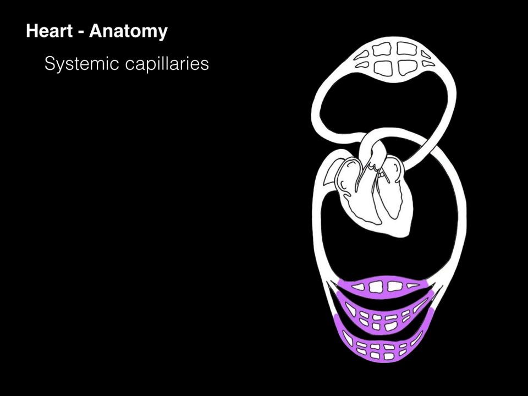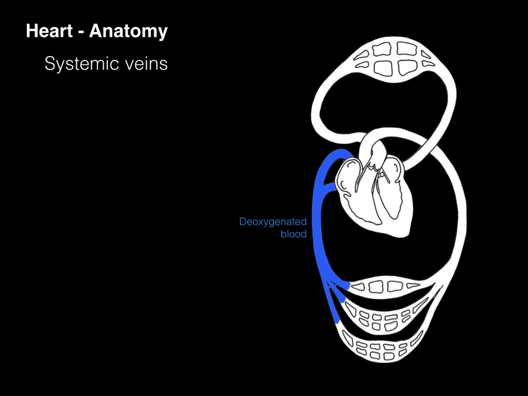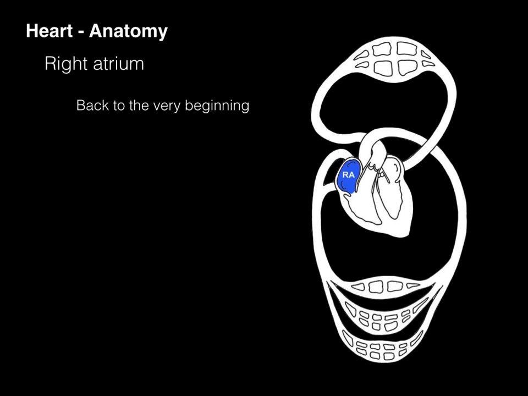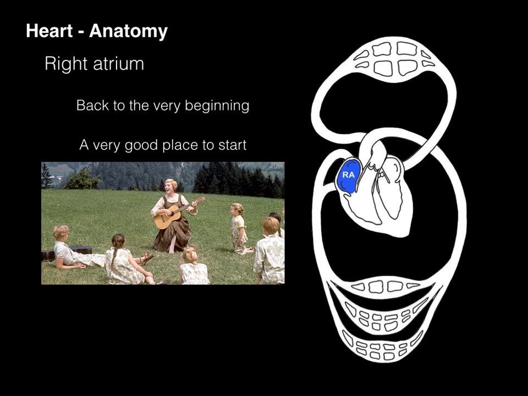Now the opposite happens. In these systemic capillaries, there's a systemic tissue. And we have oxygen in our systemic capillaries, and then because of what happens in metabolic processes in the tissues, these cells produce CO2 and they dump it into the tissues. So now oxygen diffuses from the capillaries to the tissues and into the cells. CO2 diffuses by a concentration gradient from the tissues into the systemic capillaries. So now the blood exiting those systemic capillaries is deoxygenated, and this deoxygenated blood is sent back to the right atrium. And we're back to the very beginning, a very good place to start.